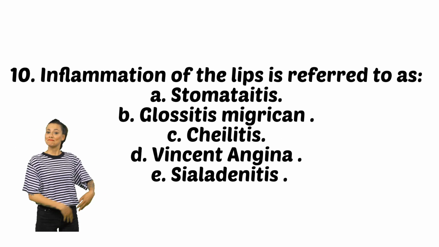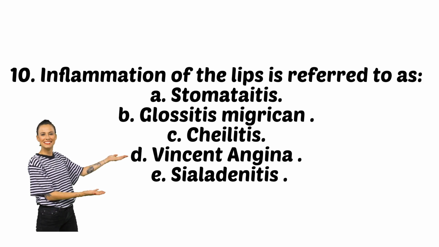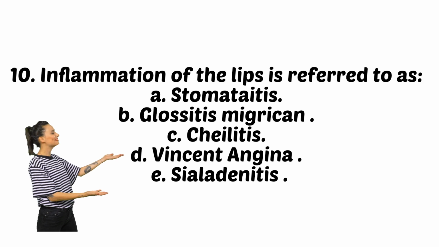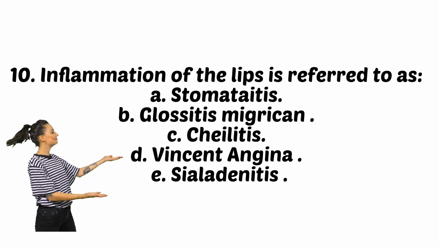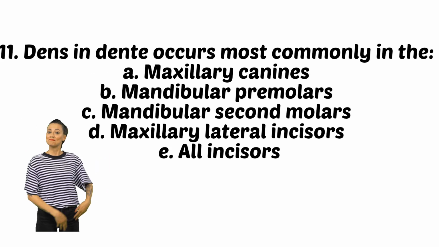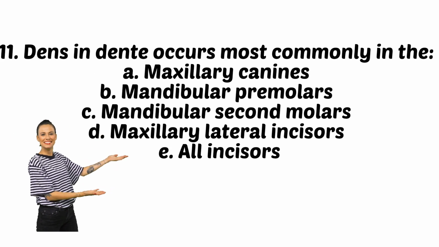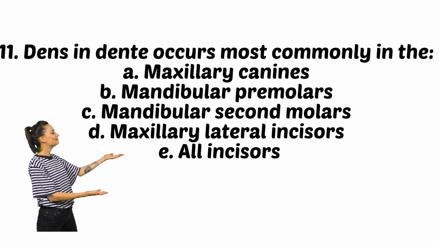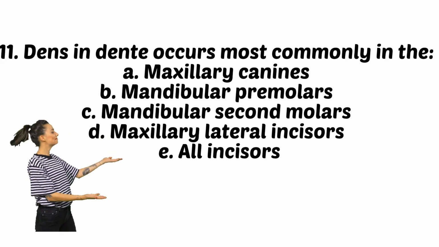Periostitis. 10. Inflammation of the lips is referred to as: A. Stomatitis, B. Glossitis migrans, C. Cheilitis, D. Vincent's angina, E. Sialadenitis. Option C is correct. Cheilitis. 11. Dens in dente occurs most commonly in the: A. Maxillary canines, B. Mandibular premolars, C. Mandibular second molars, D. Maxillary lateral incisors, E. All incisors. Option D is correct.